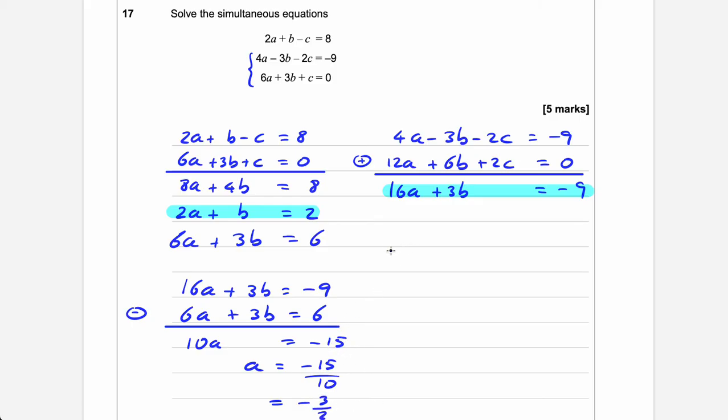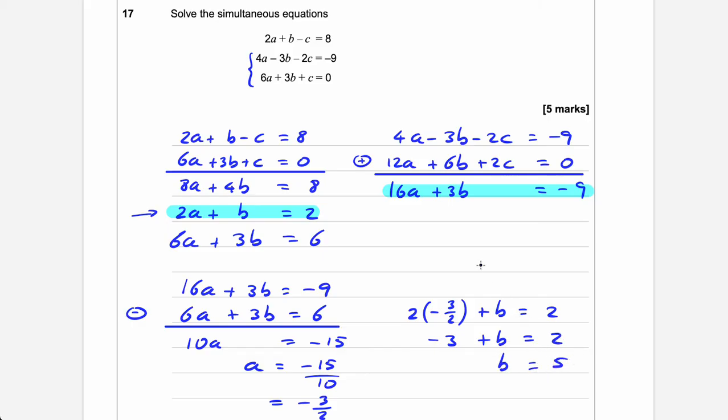Then I'll put that a back into an equation, guys, probably this one, the easiest one to put it into. So I'll say 2 times minus 3 over 2, 2a plus b equals 2. The 2's cancel here, so this is just minus 3 plus b equals 2. So b is equal to 5.